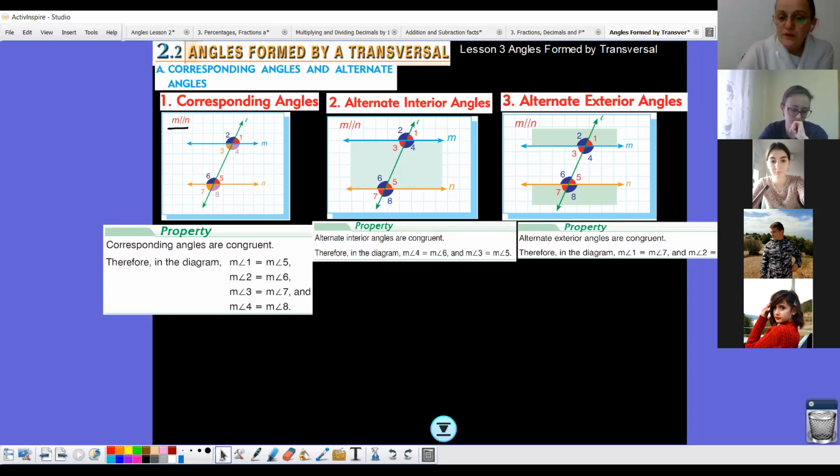If you're writing this one, you don't have to draw 3 different figures. Draw one figure and write also only the properties here. Which ones are corresponding, which ones are alternate interior, and which ones are alternate exterior.